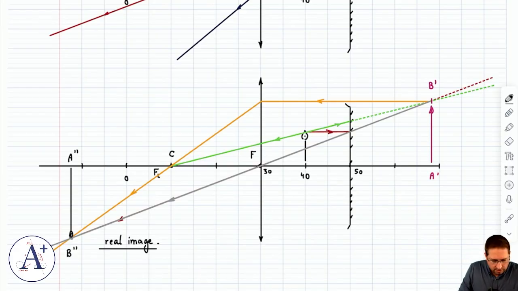Okay, so if you place a screen here, you will get a real image. State specifically which of your image locations you could place a screen at to actually detect the image of the candle, and explain why.